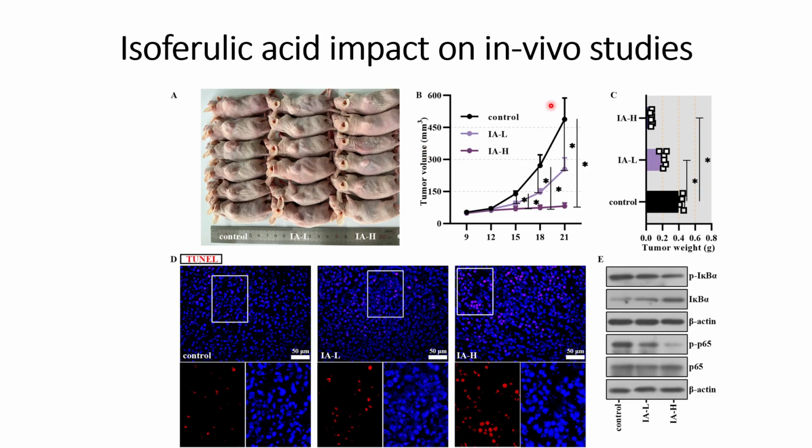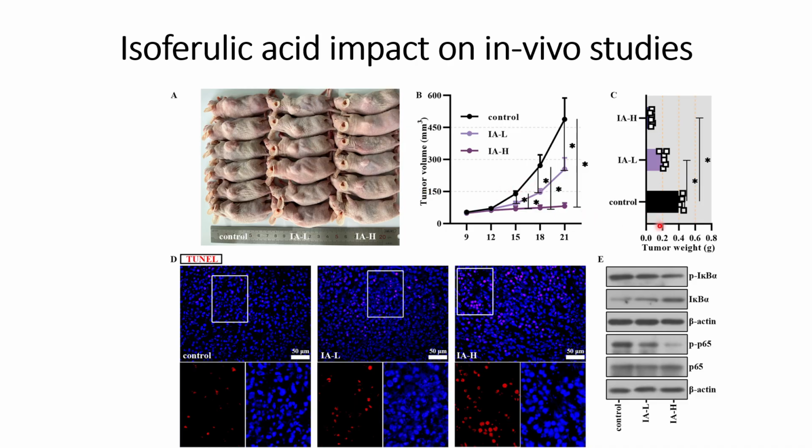The decrease in tumor volume is quantified in panel B, where we can see that as the isoferulic acid concentration increases, there is a decrease in the tumor volume compared to the control case, where tumor volume increases tremendously at 21 days. So this indicates that isoferulic acid has some anti-tumorigenic properties.